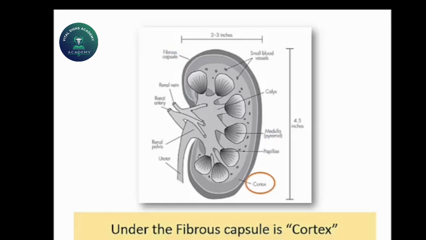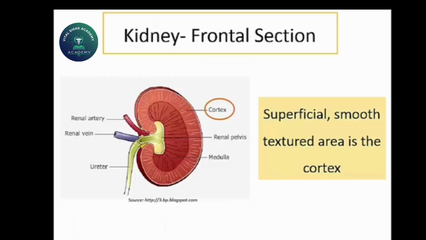Under the fibrous capsule is the renal cortex. This region is known as the renal cortex. Cortex is present just beneath the fibrous capsule. As you can see in the kidney's cross section here, the superficial smooth textured reddish area, as discussed previously, is known as the renal cortex.